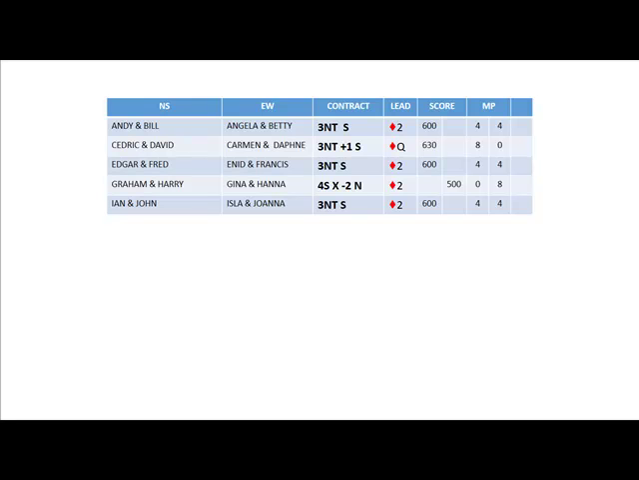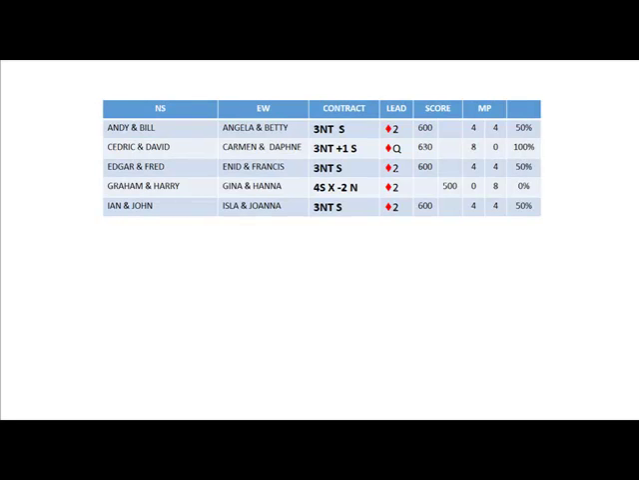Sometimes you don't see it as match points, you also see it as a percentage. And so each score for North-South is shown as a percentage of the maximum. The maximum's 8. So Andy and Bill scored 4. That's 50%. Cedric and David, all of them, 100%. Graham and Harry, no percent.